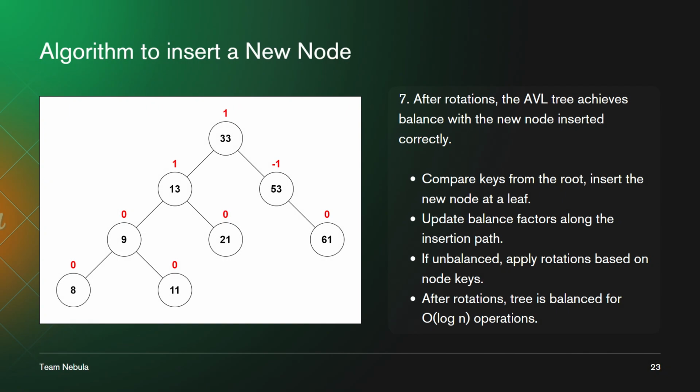After performing the necessary rotations, your tree is now balanced with a new node inserted at the correct position. This algorithm ensures that the AVL tree remains balanced, which means that the height difference between the left and right subtrees of any node is at most 1. Balancing the tree is crucial for maintaining efficient search, insertion, and deletion operations with a time complexity of big O of log n.